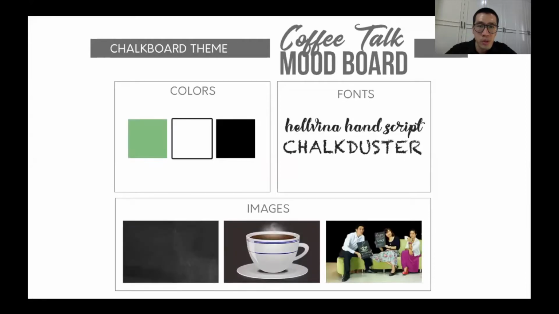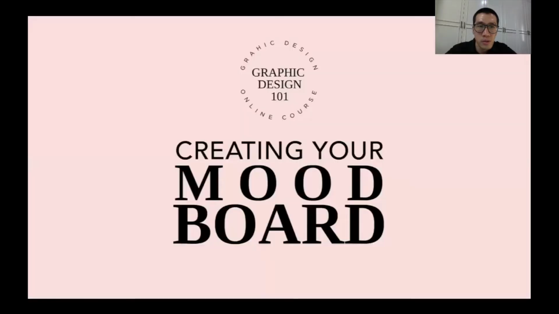And then a chalkboard theme, green, white, and black. And some fonts there, photos of coffee. And that's it. Those images, pegs, photos, fonts, colors, basically adding up together in order for you to create your own mood board. So I hope that helps you in creating your very own mood board for your projects.